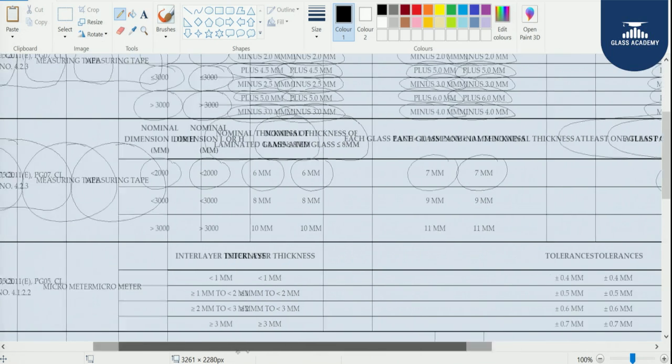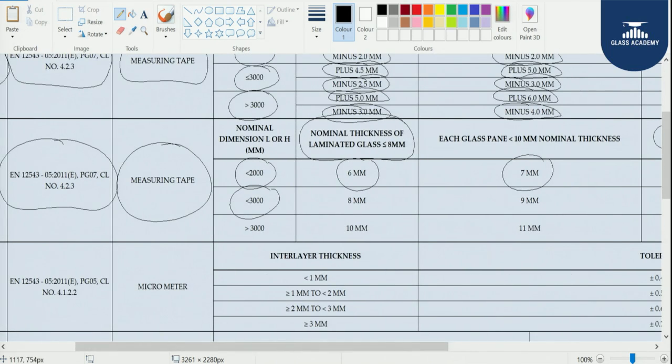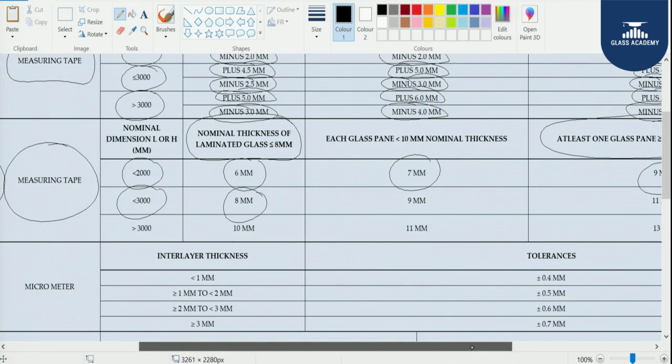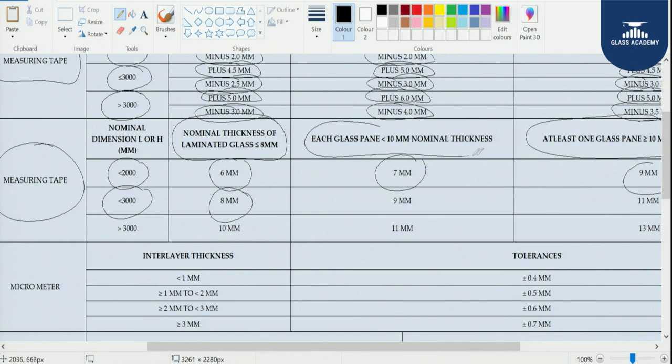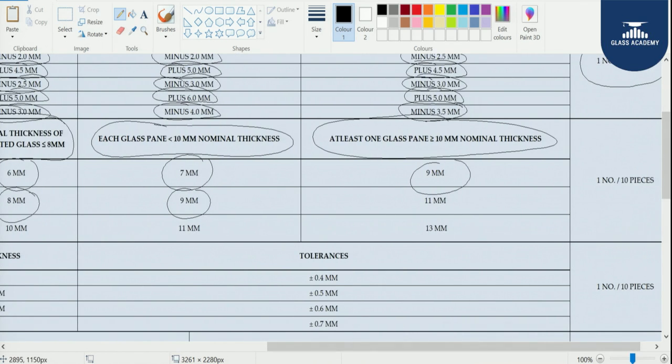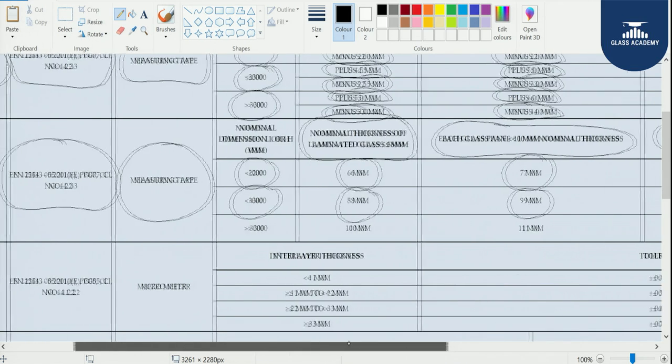In a similar way, if my glass panel is less than 3000 mm diagonally and the nominal thickness of the laminated glass is less than or equal to 8 mm, 8 mm is allowed. And for each glass pane less than 10 mm nominal thickness 9 mm is allowed, and for at least one glass pane greater than or equal to 10 mm nominal thickness 11 mm is allowed.